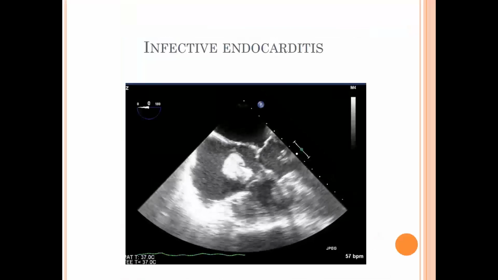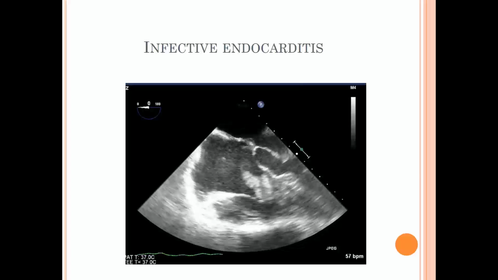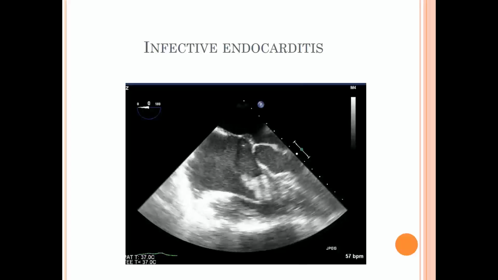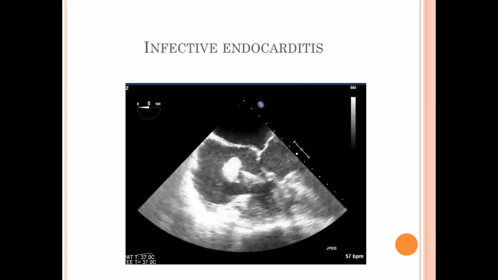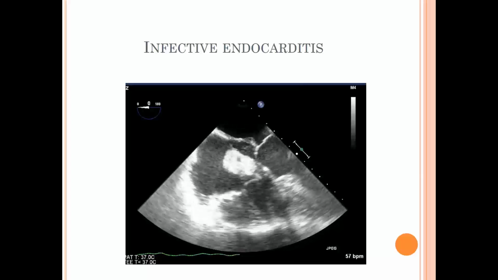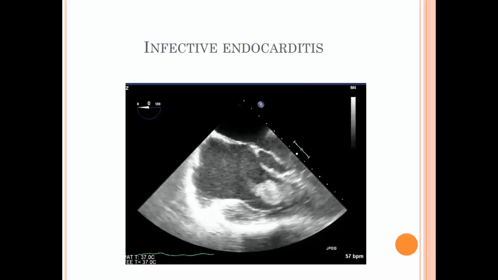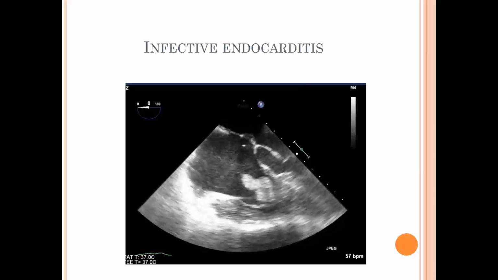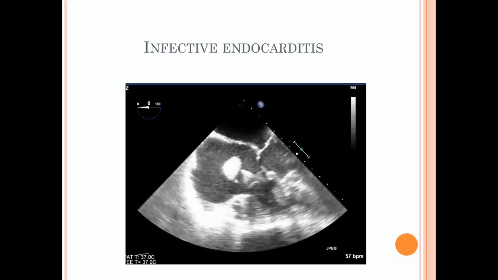Something else is to see masses. For instance, this patient had an ICD lead crossing the tricuspid valve, and the patient came presenting with high-grade fever. And as we can see, this was a big mass, more than 1 centimeter, highly mobile on the lead of the pacemaker.